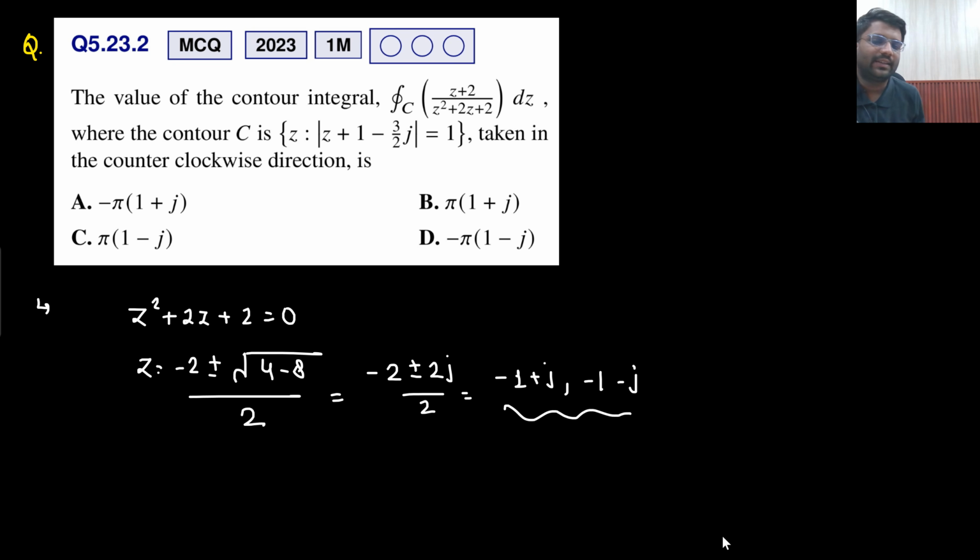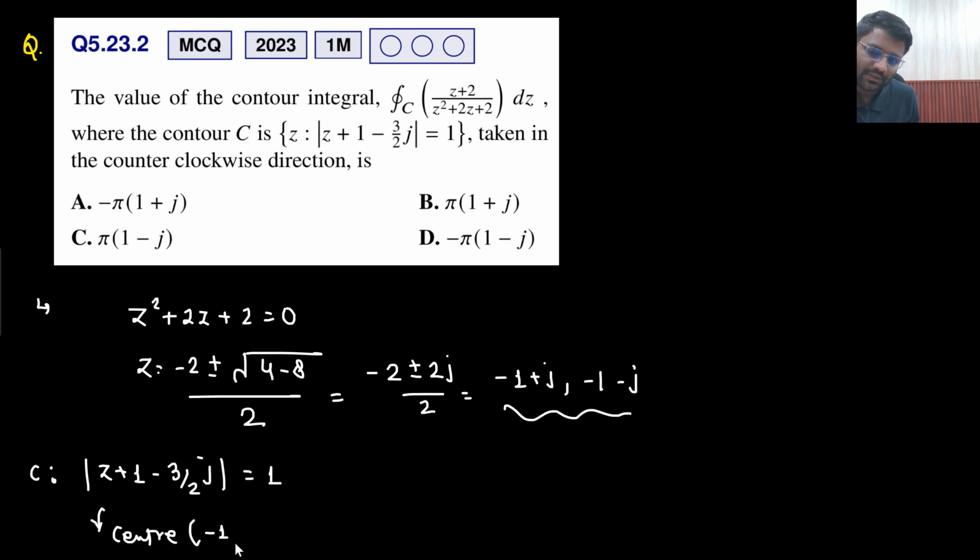Now, which of the points is lying inside and which is lying outside? Will you make any circle or anything like that? No. What is your region? What is your contour C? Our contour C is a circle only. The center will be minus 1 comma 3 by 2 and the radius is 1.